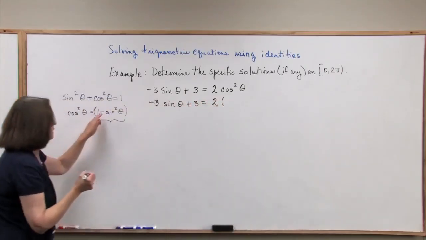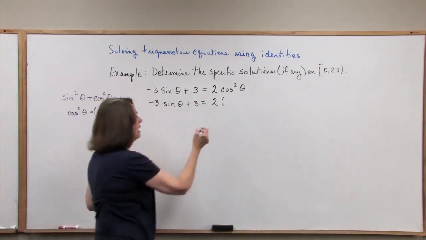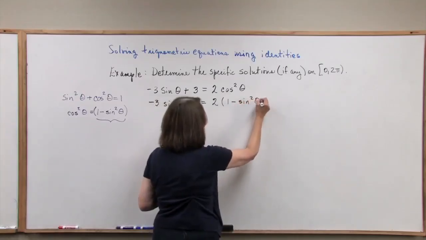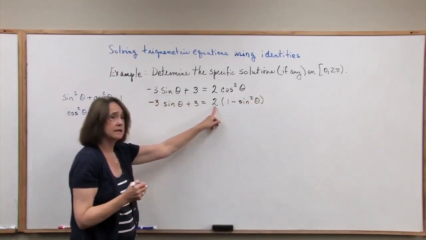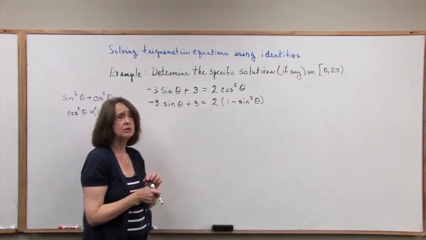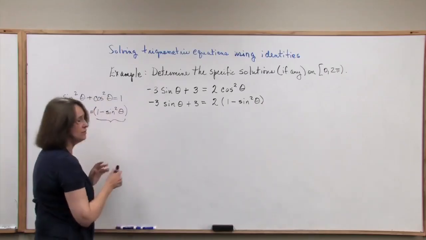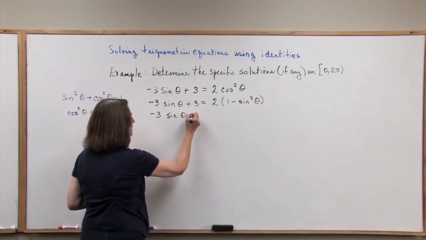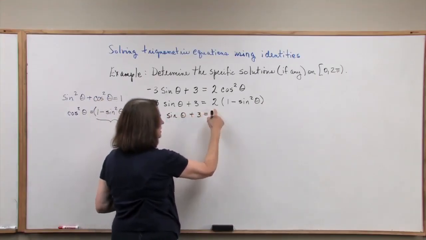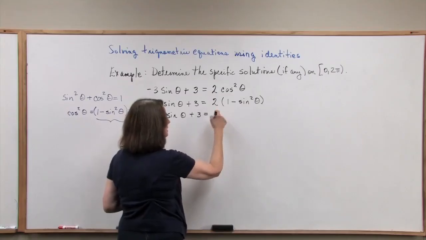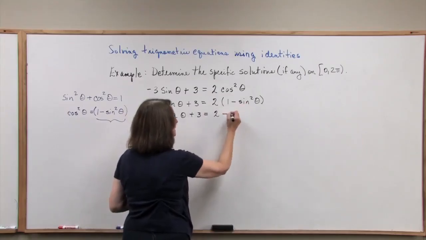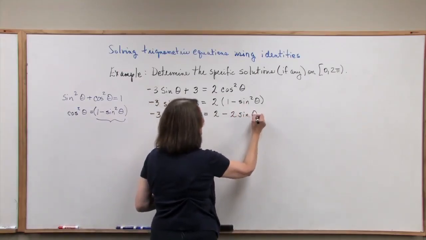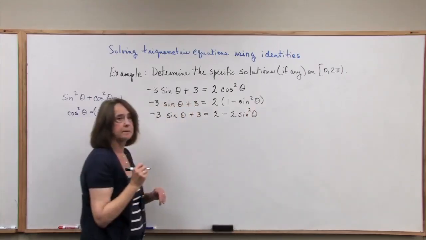I am going to put parentheses here to enter 1 minus the sine of theta squared, because I'll need to come back and distribute the 2. Let's do that. -3 sine theta plus 3 equals 2 times 1, 2 times negative sine of theta squared.